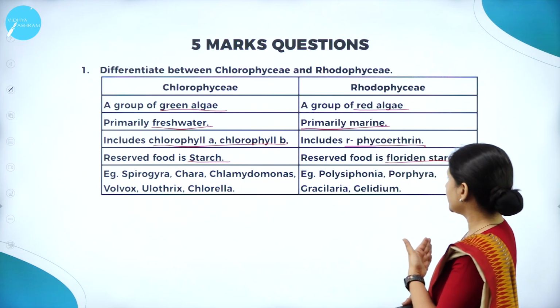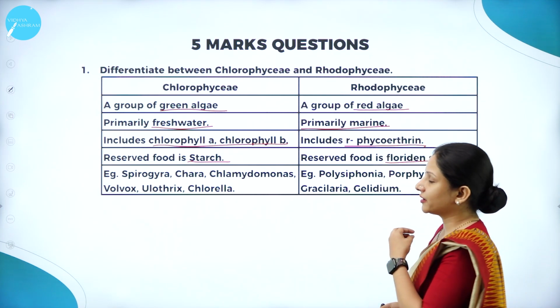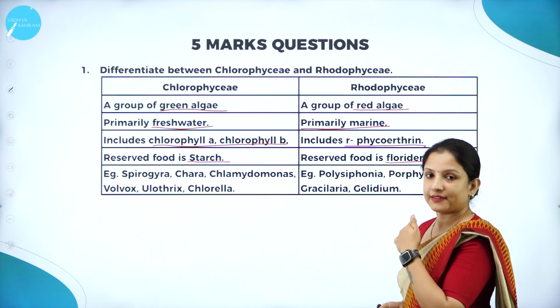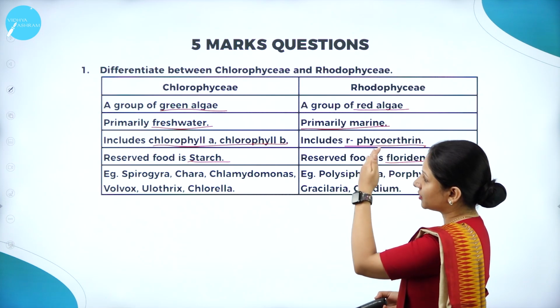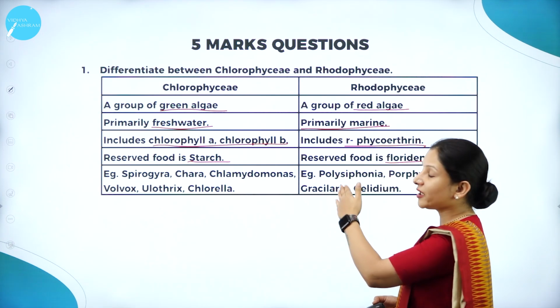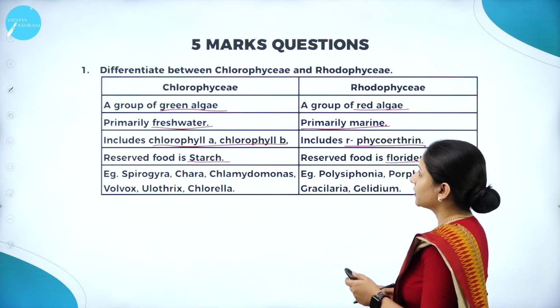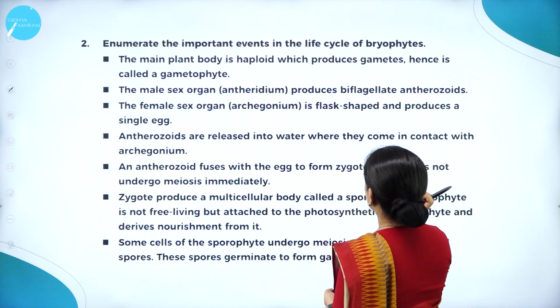For Rhodophyceae, it is Polysiphonia, Porphyra, Gracilaria, Gelidium. For Phaeophyceae members, you can write Fucus and so on. That is how you have to write. Because four differences are there, you can include the example and make it five, because it's a 5-mark question. Moving further: enumerate the important events in the life cycle of bryophyte.